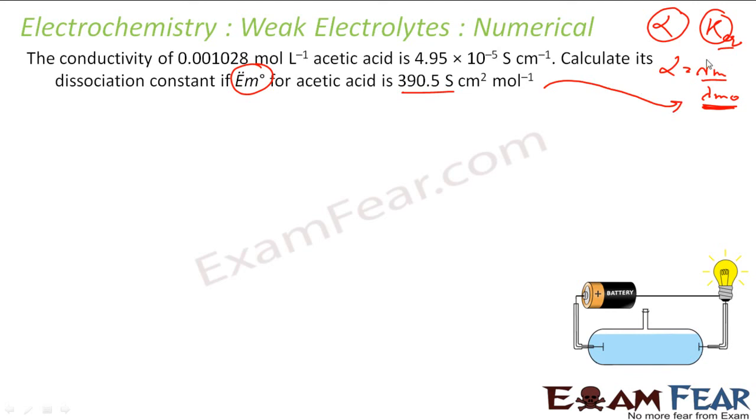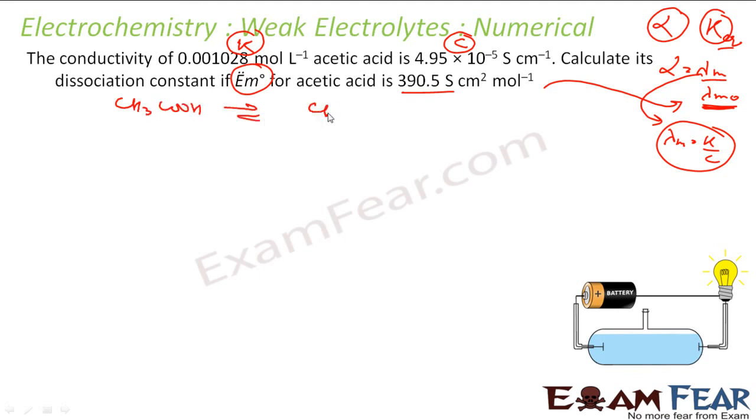I have to first find my molar conductivity at this concentration. For this, the conductivity kappa is given and C is also given, so lambda m is nothing but kappa by C. So I can easily find this value. Once I have lambda m, I can find alpha. Once I have alpha, I can find the equilibrium constant K. So this is for the acetic acid. The equation is: I have CH3COOH, it will become CH3COO- and H+.